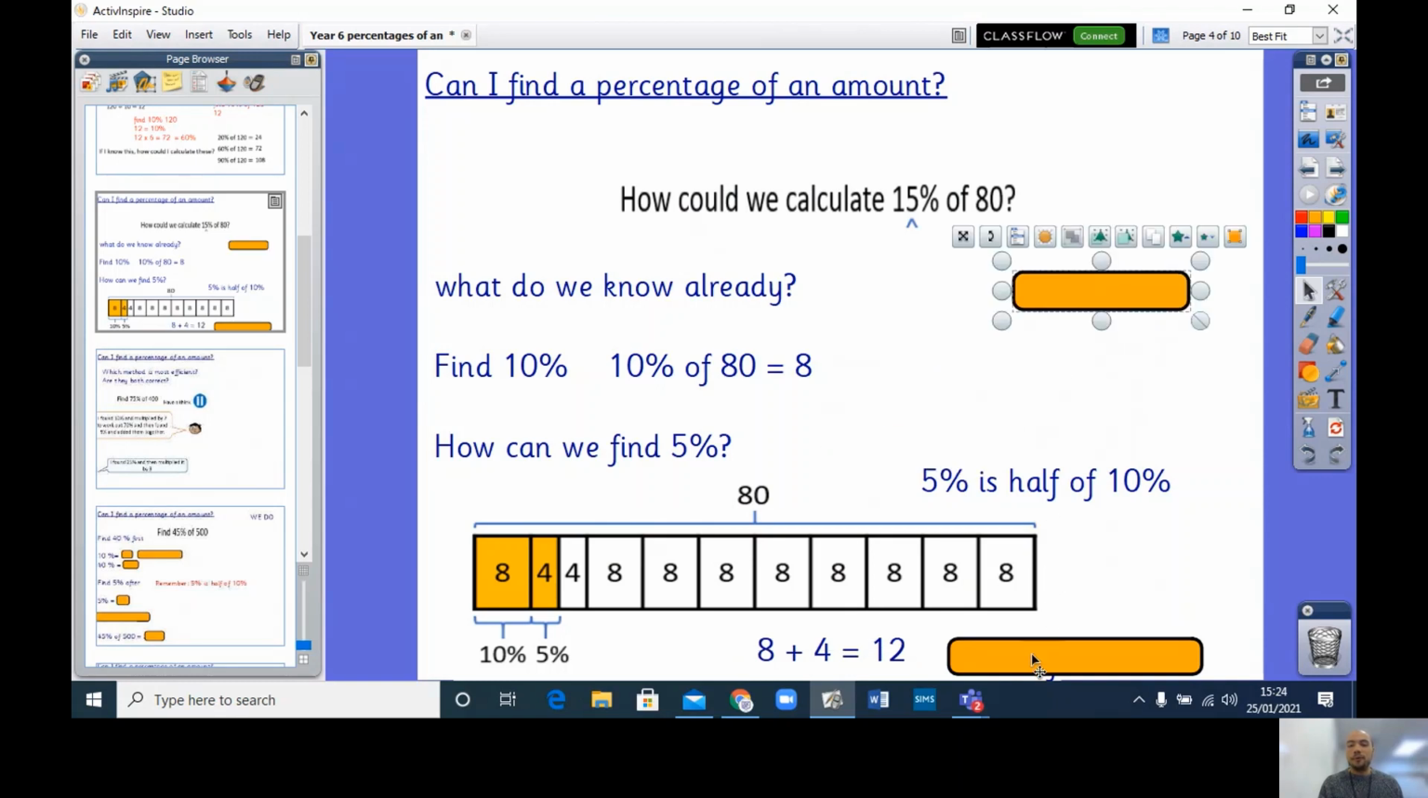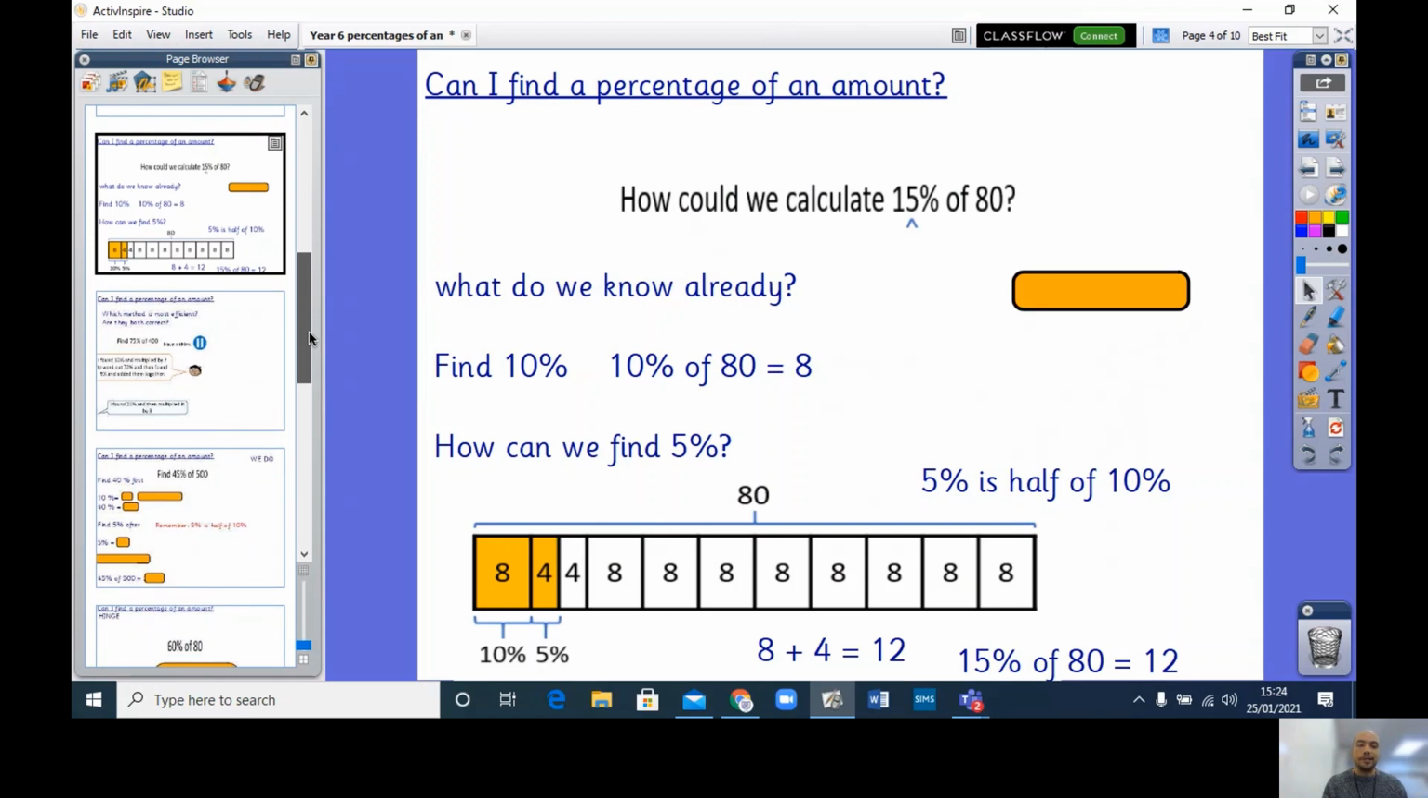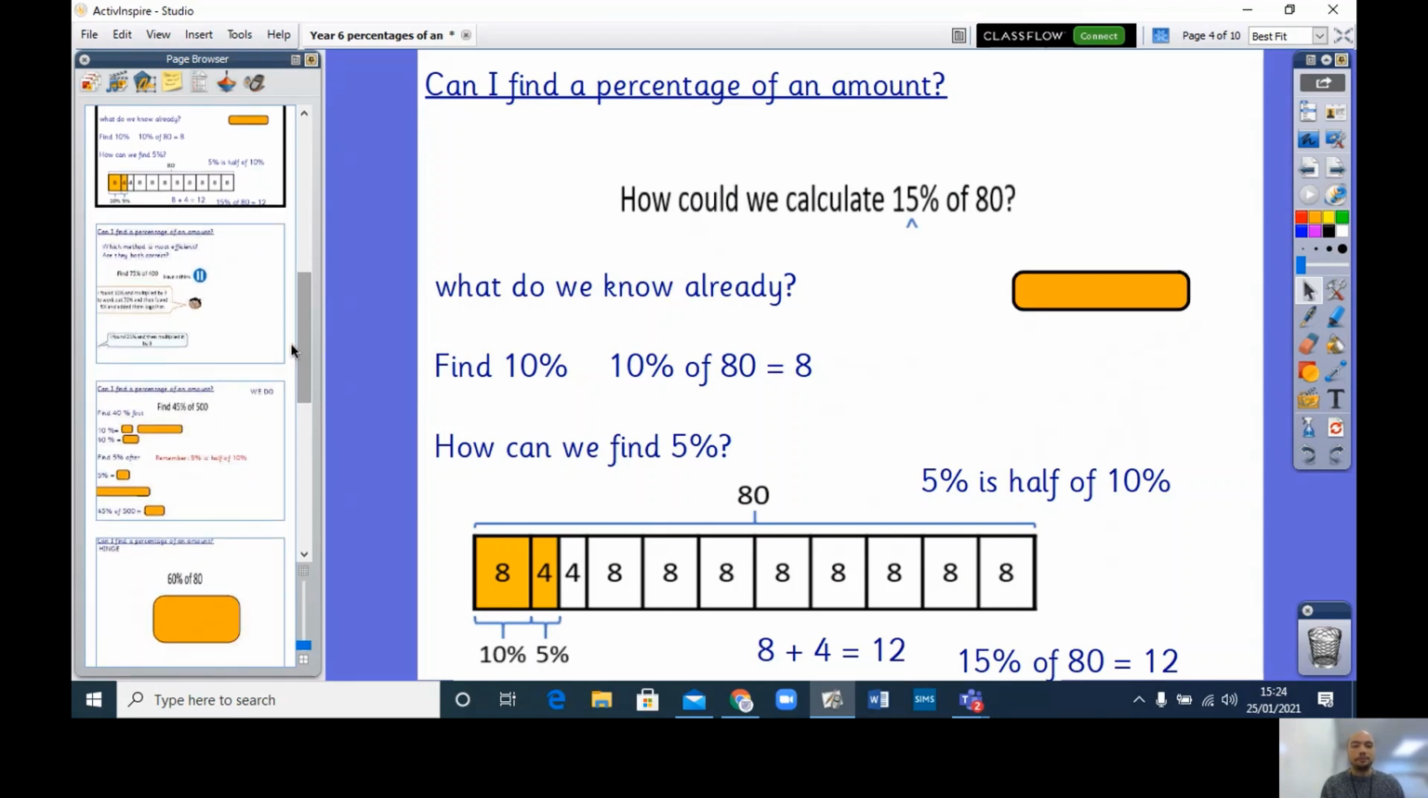So 8 plus 4 equals 12, meaning 15% of 80 equals 12. Why have I done 8 plus 4? Because I've added 10% and I've added 5% together, which equals 12. So always remember 5% is half of 10%.